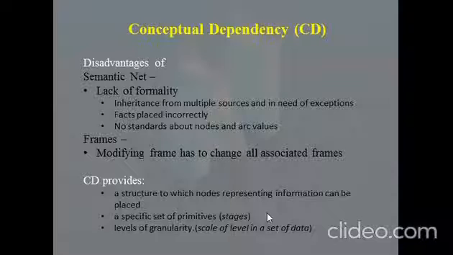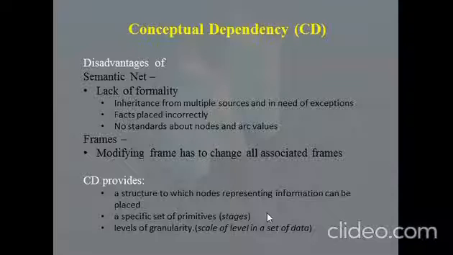So the meaning of the word or sentence that is being generated from this semantic net will be confusing. Then another problem is, if facts are placed incorrectly, then also we will get a wrong meaning from the sentence. Another one is, both these things happen due to the fact that there are no standards about node and arc values in semantic nets. So these are the disadvantages of semantic nets.